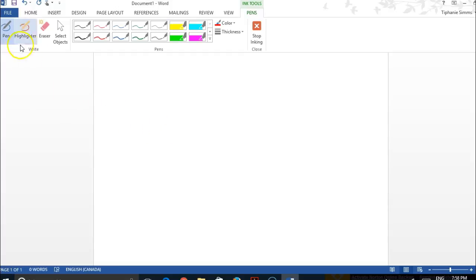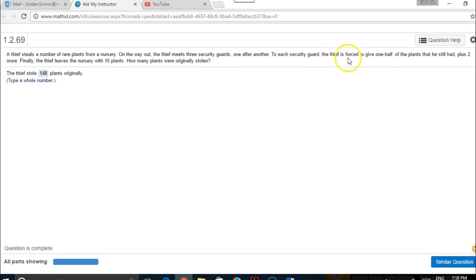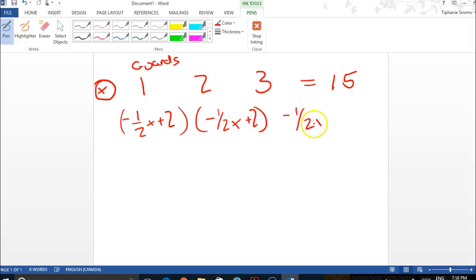Okay, so let's try to figure this out, because we know he's going to hit guards 1, 2, and 3. He has some unknown quantity of plants, and we know at the end of this he has 15 plants when he leaves. I'm just trying to puzzle this out. Basically, each time he hits a guard, what's he going to lose? He loses 1/2 of the plants that he has plus 2 more. So each guard is going to be minus 1/2 x plus 2. He has x plants to start with, but each time he hits a guard, it's like minus 1/2 x plus 2, and then minus 1/2 x plus 2.